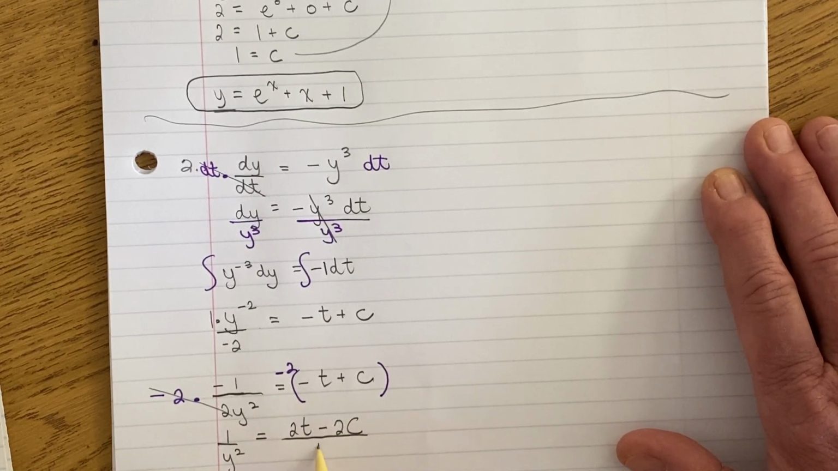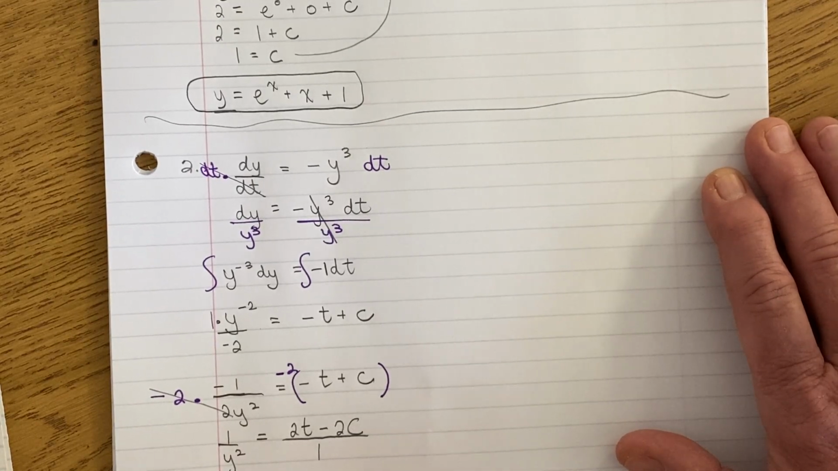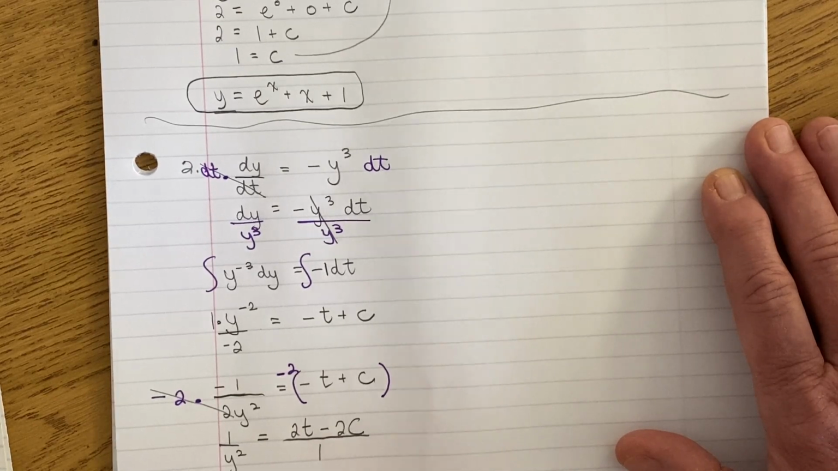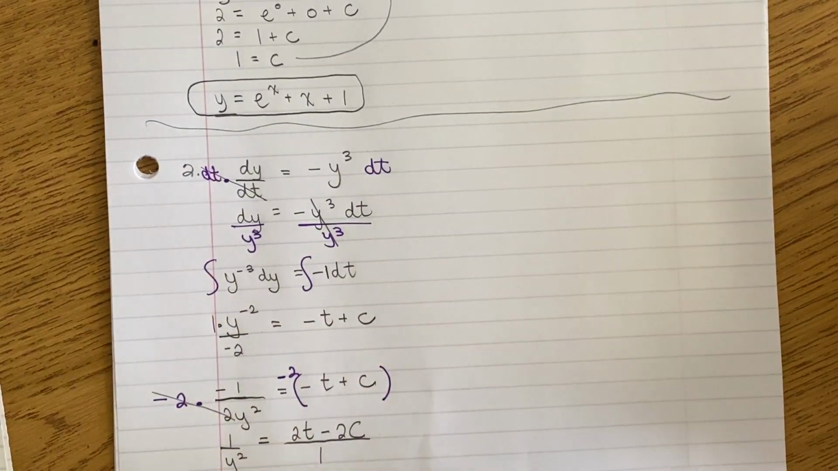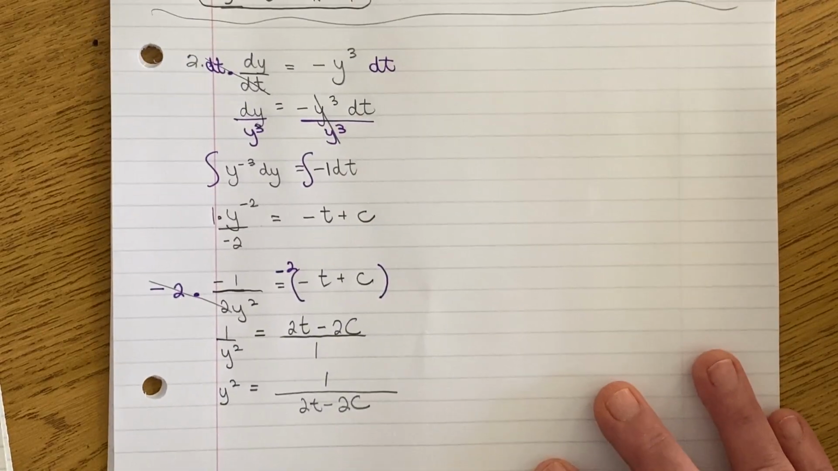For example, just take this whole expression and put it over 1. Now let's reciprocate. So then I'm going to have y squared over 1, or just simply y squared, equals the fraction 1 over 2t minus 2c. It's awkward, it's uncomfortable, but it is mathematically correct.